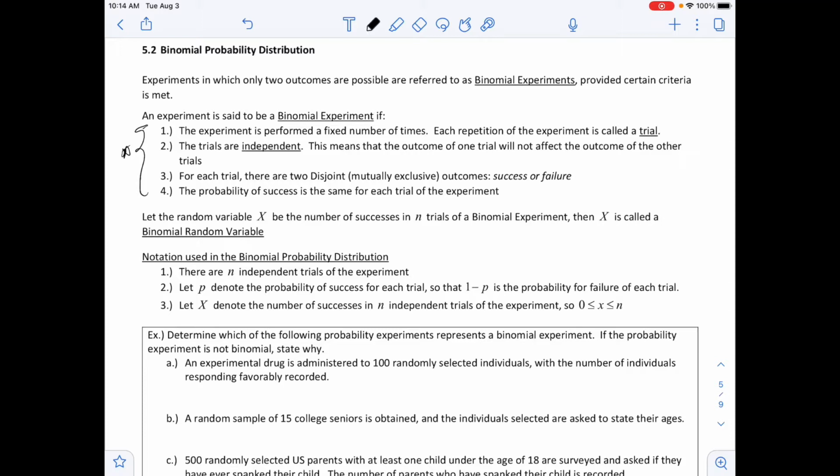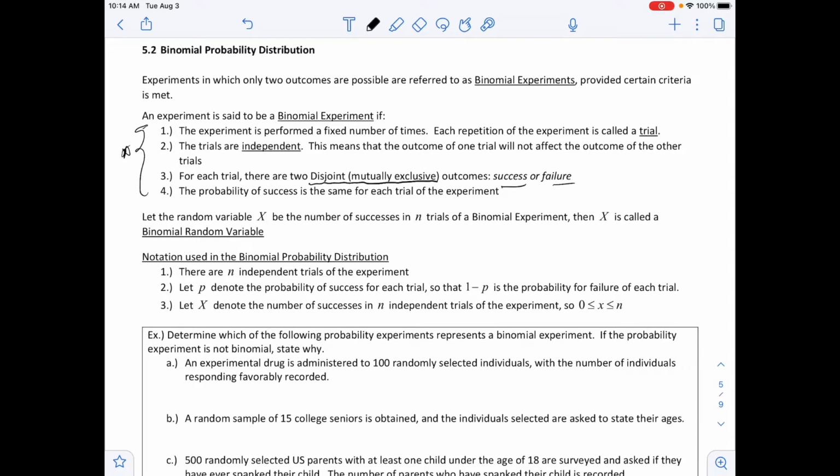Three says for each trial there are two disjoint or mutually exclusive outcomes. We call them success and failure. And then number four, the probability of success is the same for each trial of the experiment. Let the random variable x be the number of successes in n trials of a binomial experiment, and x is called a binomial random variable.